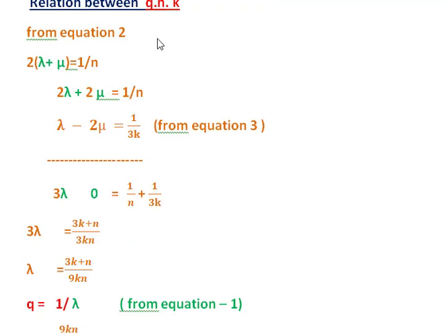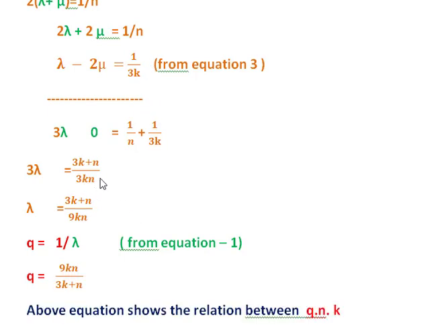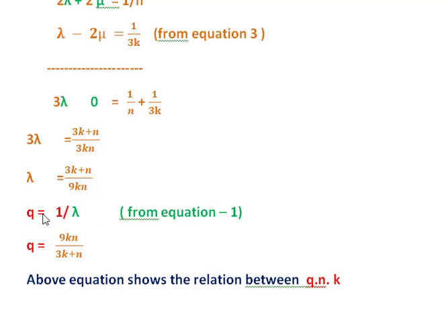From equations 2 and 3, we can get the relationship between the Young's modulus, rigidity modulus and bulk modulus. From equation 2, 2 into lambda plus mu is equal to 1 by n. It is modified into this equation. We know equation 3. On adding equation 2 and equation 3, we get 3 lambda, plus 2 mu minus 2 mu gets cancelled, equal to 1 by n plus 1 by 3k. On simplifying this equation, we get lambda is equal to 3k plus n by 9kn.